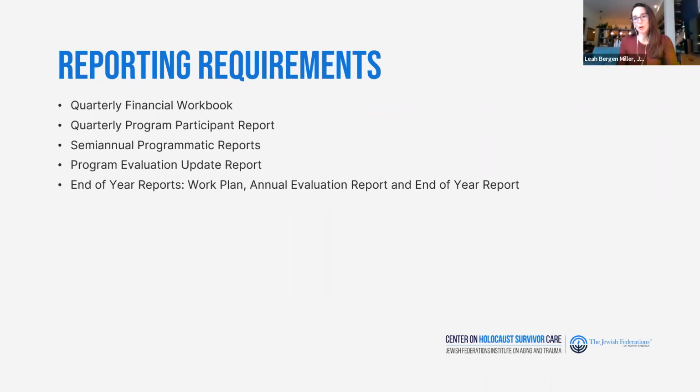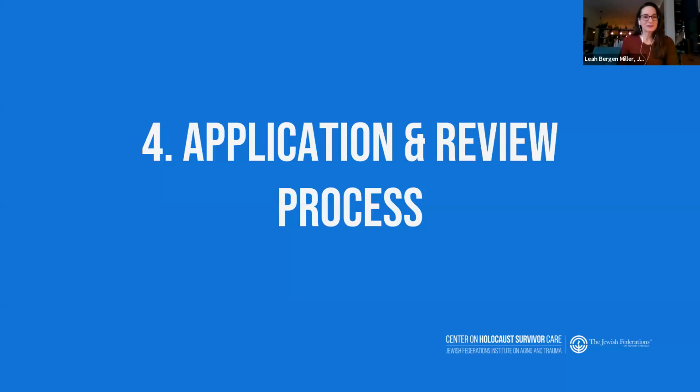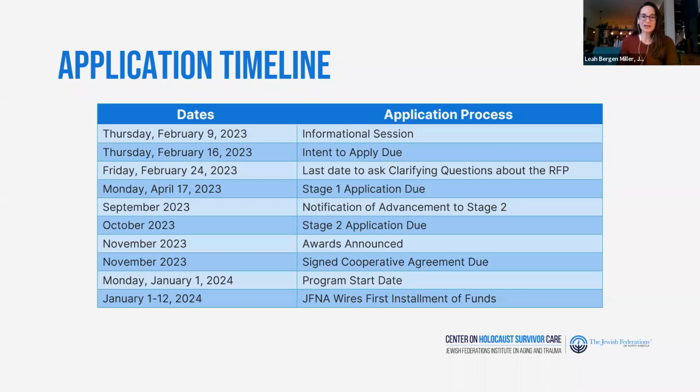Here are the reports that we require over the course of the 2-year grants. So this should help you decide whether you have the capacity and what staff capacity you'll need for this grant proposal. So I suggest you look over section 3.2 for more information about this. Next slide, please. Applications and review process, section 4. Next slide, please.